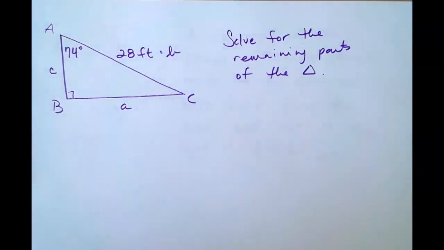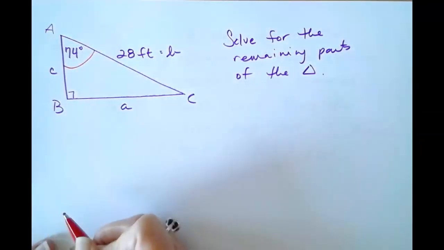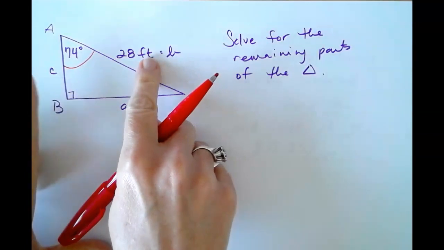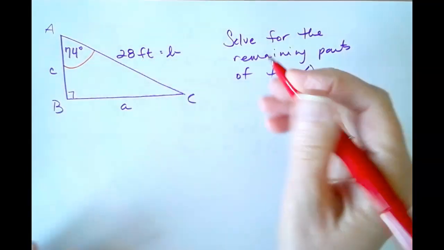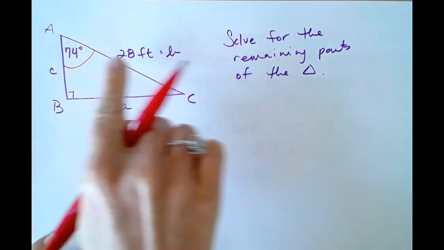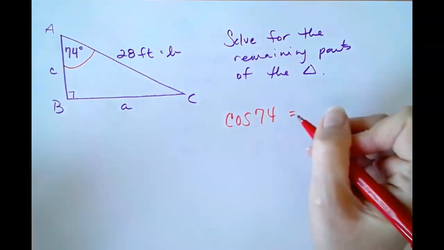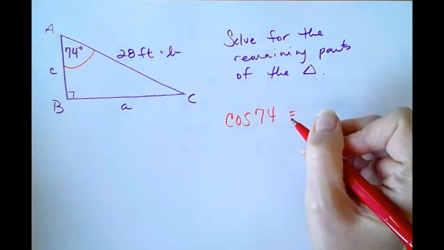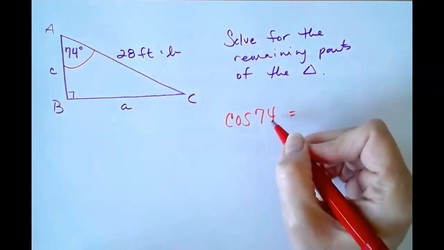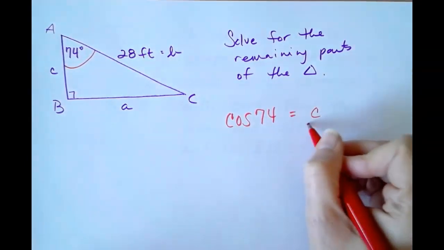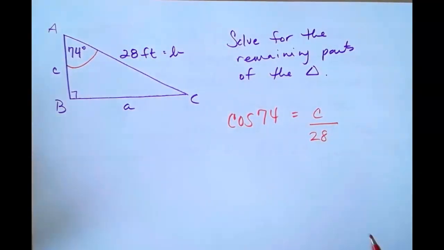All right, kicking it back to trigonometry, back from honors geometry class, solve for the remaining parts of the triangle. So, what are we given? We're given a 74-degree angle, and we know the hypotenuse, and we want to know the adjacent side. So, if we want to know the adjacent side, and we're given the hypotenuse, it would make sense to use the cosine function, since the cosine, by definition, is adjacent over hypotenuse. So cosine of 74 equals adjacent over hypotenuse.